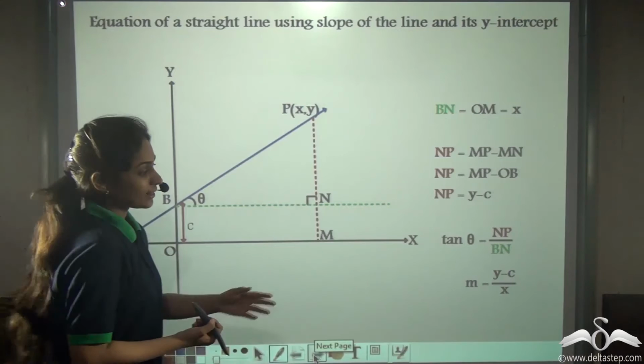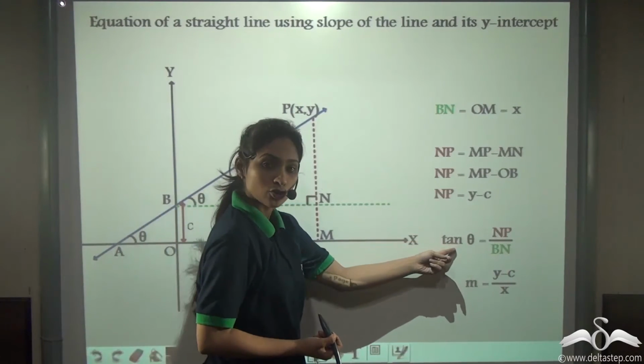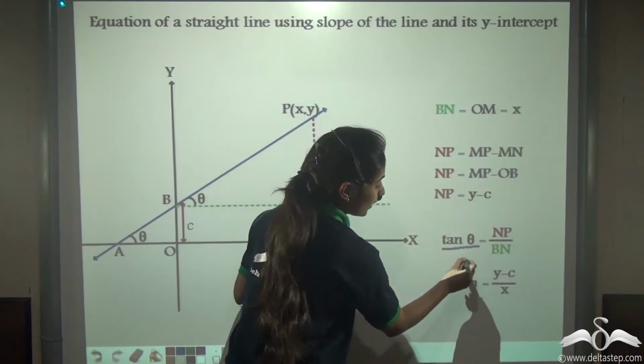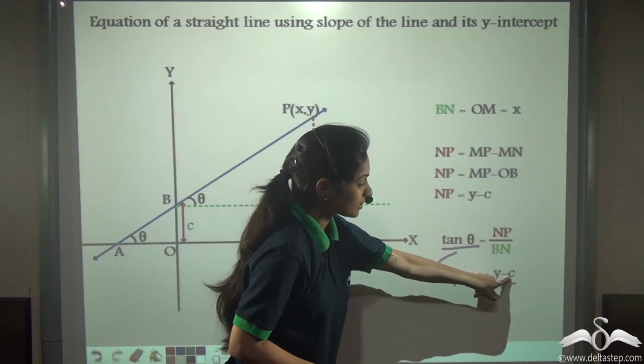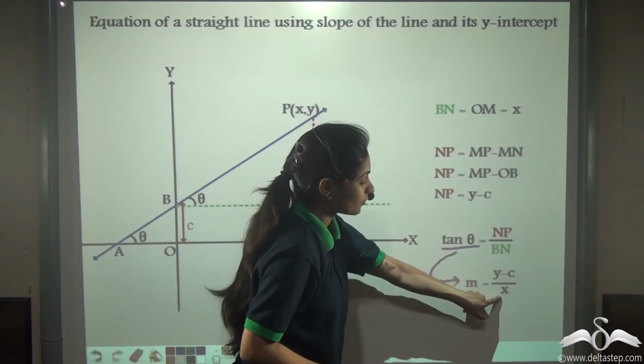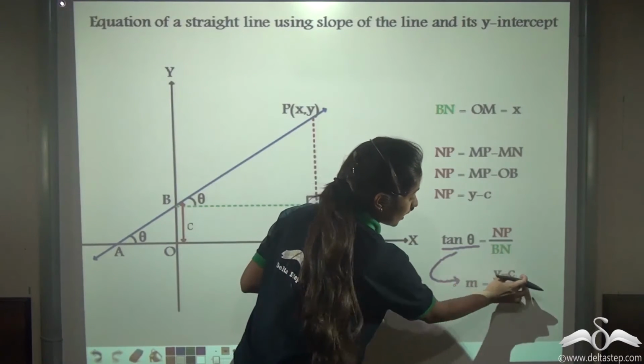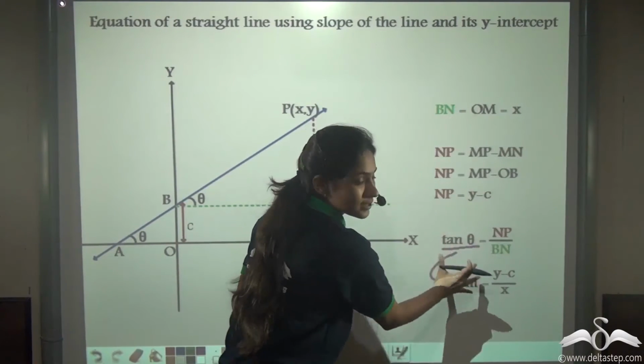So you can say that tan theta, which is actually what? Slope. So this has been replaced by M, which is the slope of this line. M is equal to y minus C, which is NP, by Bn, which is X. So this relationship actually holds true, you can see.